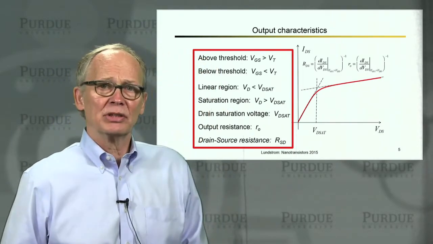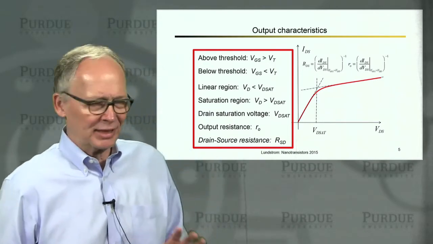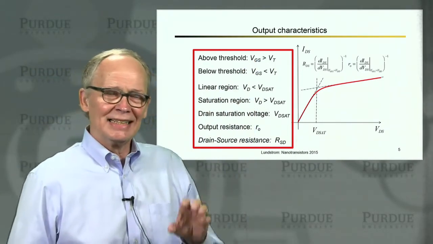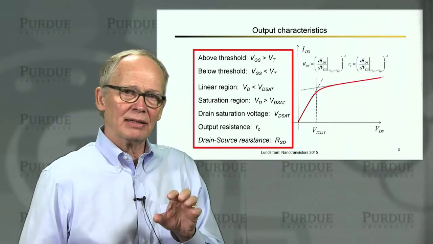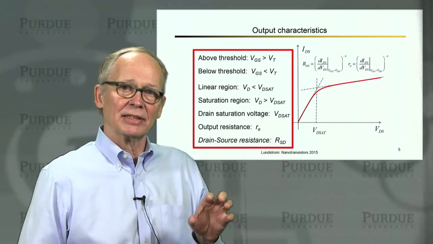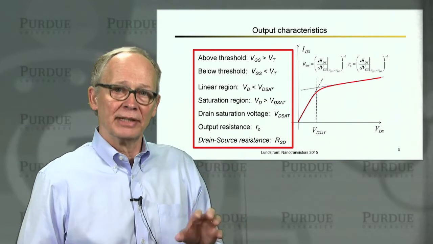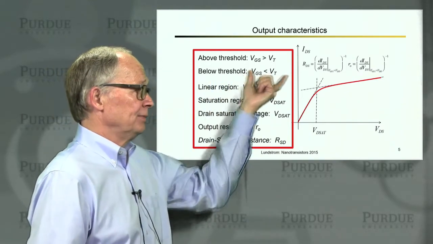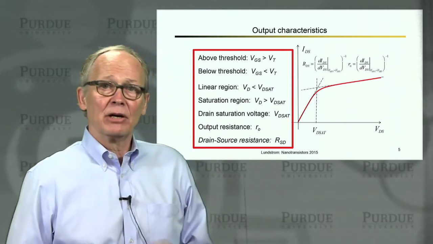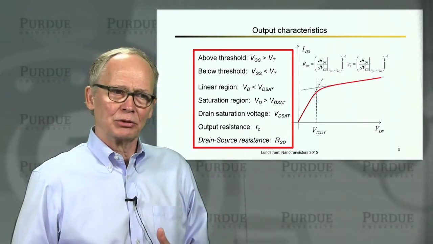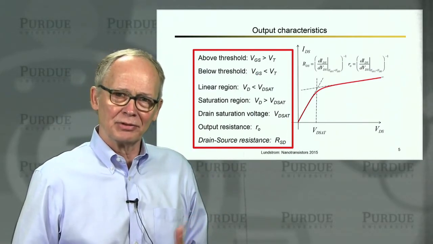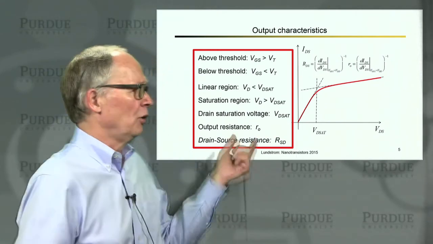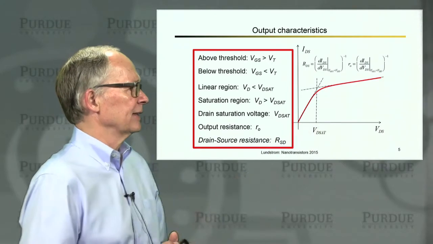Now, if we look at those output characteristics, there are several things we should mention. We're assuming that we're above threshold. That is, the gate voltage is big enough that significant current is allowed to flow between the drain and the source. If the gate voltage is not big enough, then we would call that the subthreshold region. Small leakage currents would flow, and those small currents are important these days, but they're too small really to see on a linear scale like this.